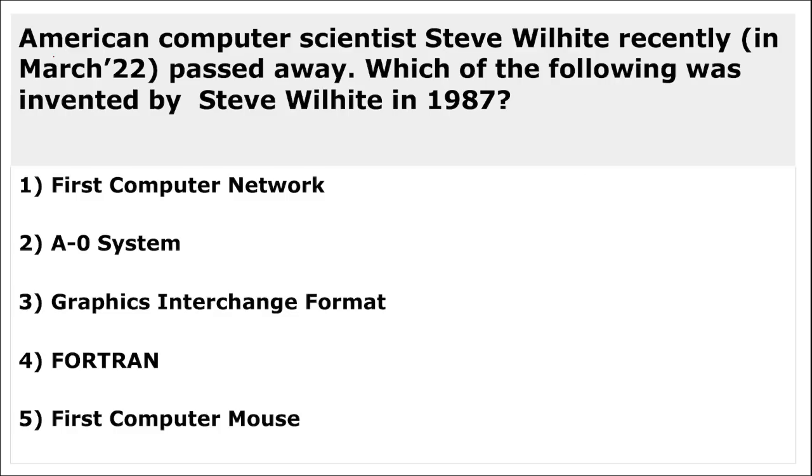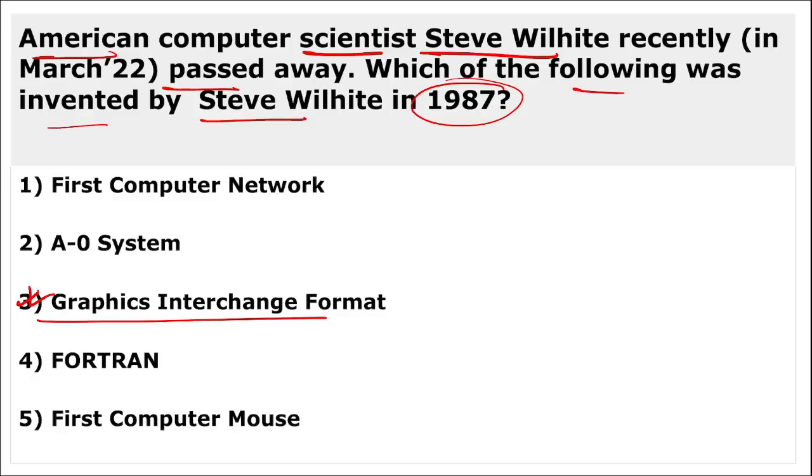Next question. American computer scientist Steve Wilhite recently passed away. Which of the following was invented by Steve Wilhite in 1987? Remember, Steve Wilhite invented the Graphics Interchange Format. Steve Wilhite is of the United States of America. The country can be asked. And he invented the Graphics Interchange Format.